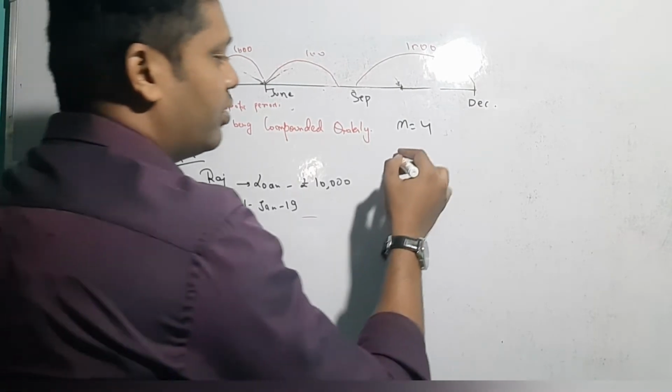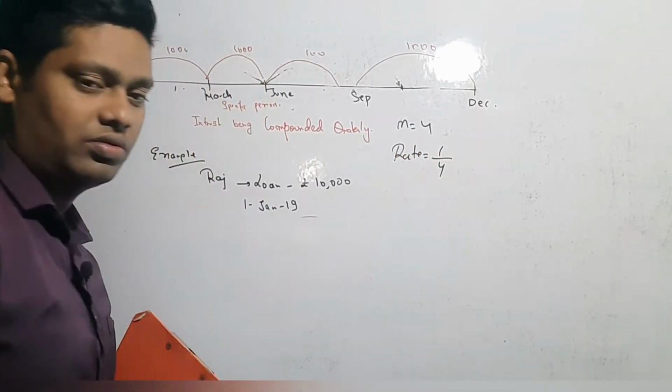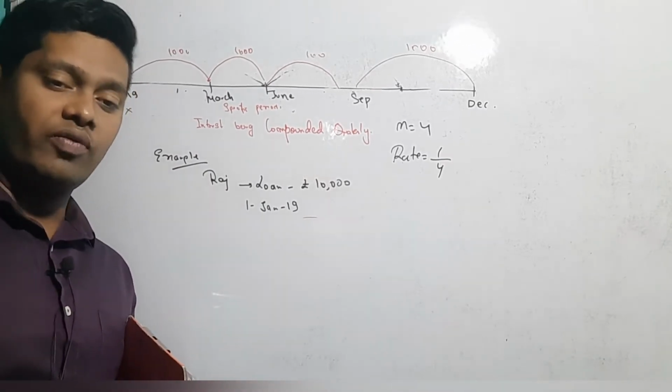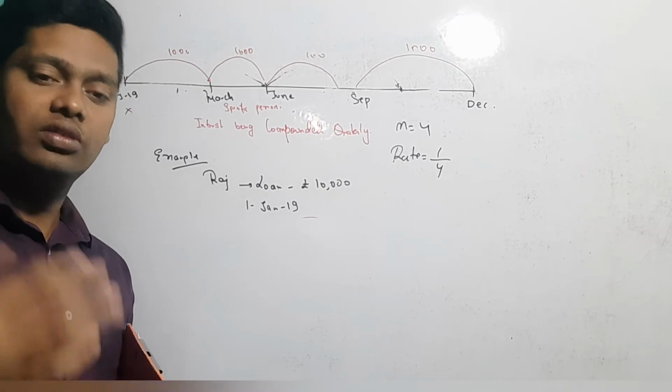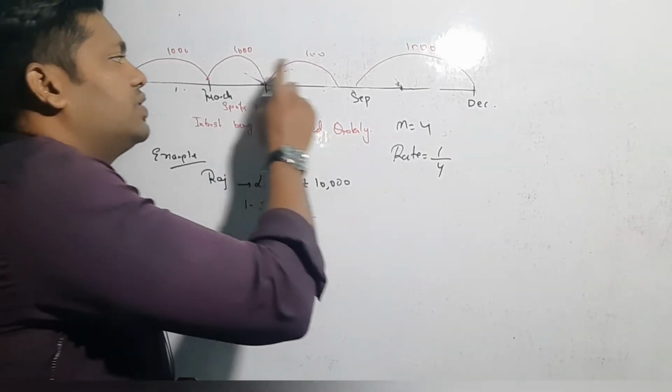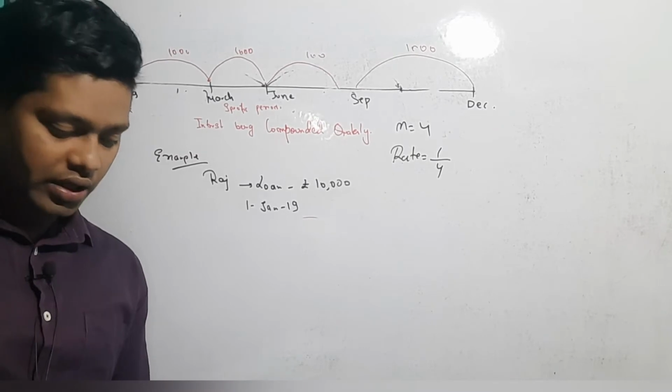Okay, and whatever the rate of interest, the rate will be 1/4 of the value. If the rate of interest is 12%, 1/4 of 12% means 3%. So here 3%, 3%, 3%, 3% everywhere. Is it clear so far?